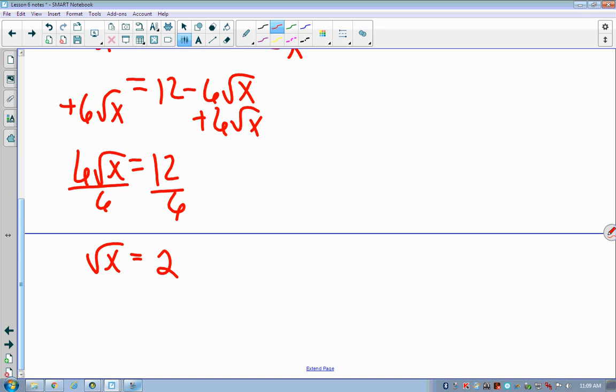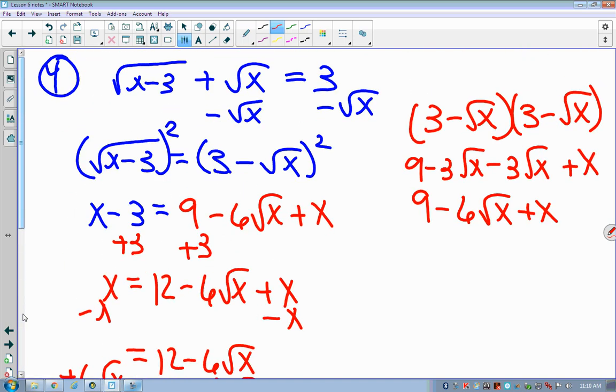2? Square root, or not square root, but square. So I have x equals 4. Now, all of those steps are doable, but not all of those steps would you think to do.